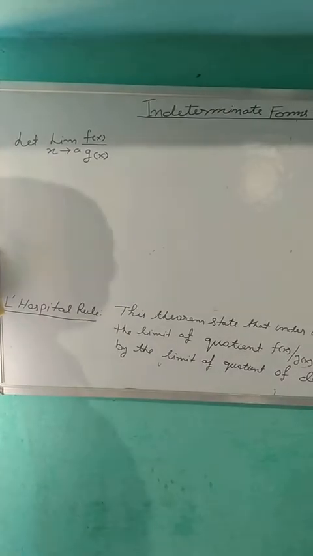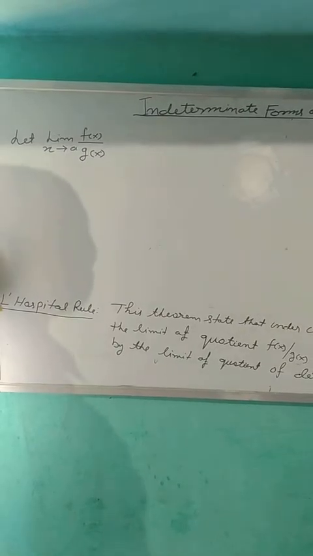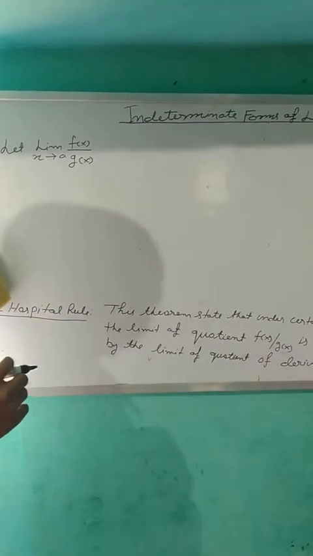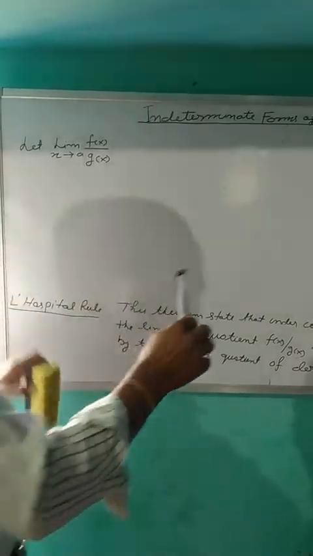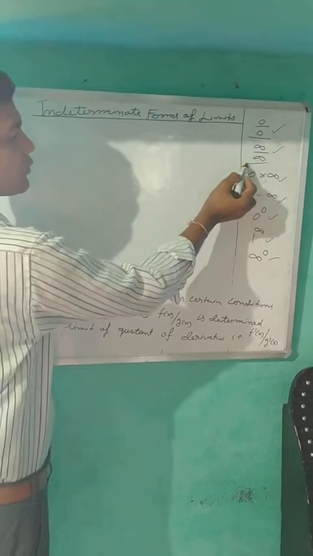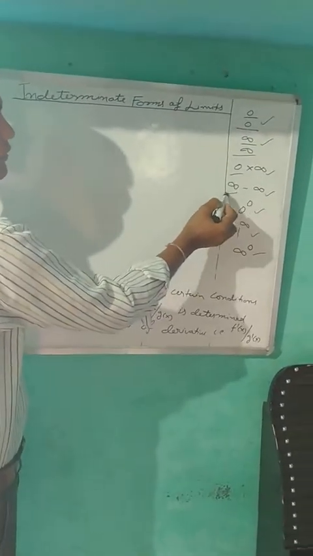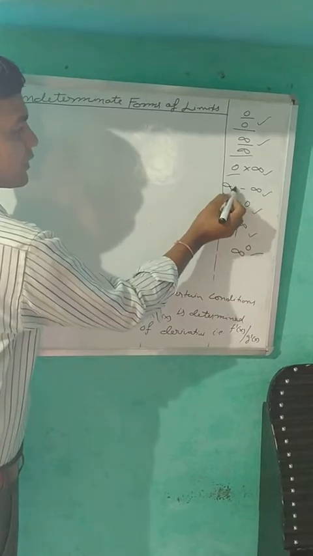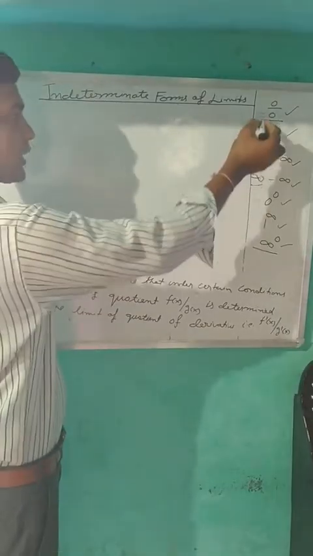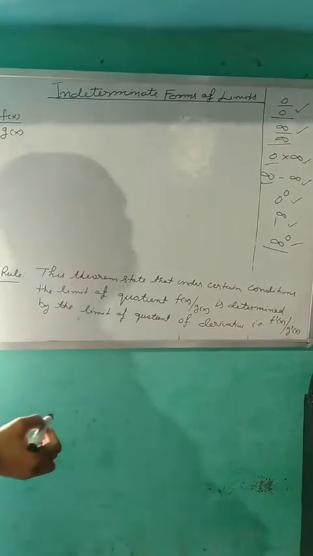Basically, indeterminate forms are those forms which we can't solve by the direct method. In mathematics, we generally face some indeterminate forms. We have six types of indeterminate form. One is 0 upon 0, another is infinity upon infinity, 0 into infinity, infinity minus infinity, 0 to the power 0, 1 to the power infinity, and infinity to the power 0. Sorry, we have seven types of indeterminate form.